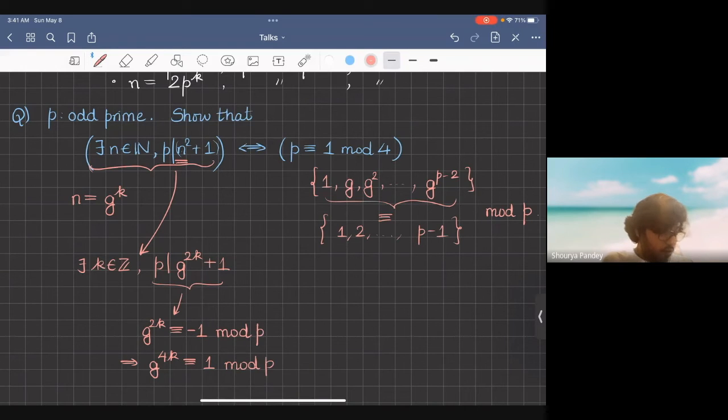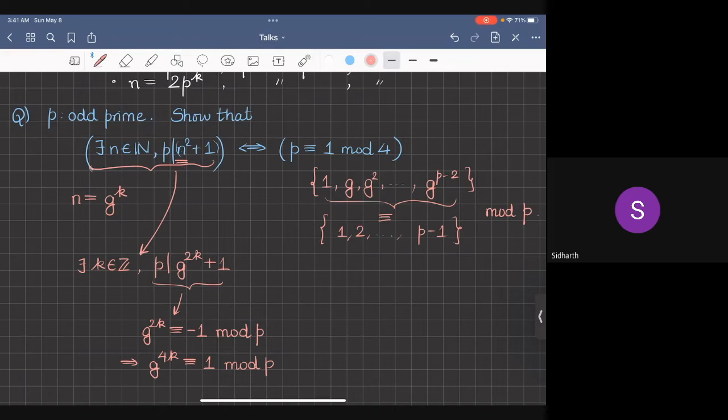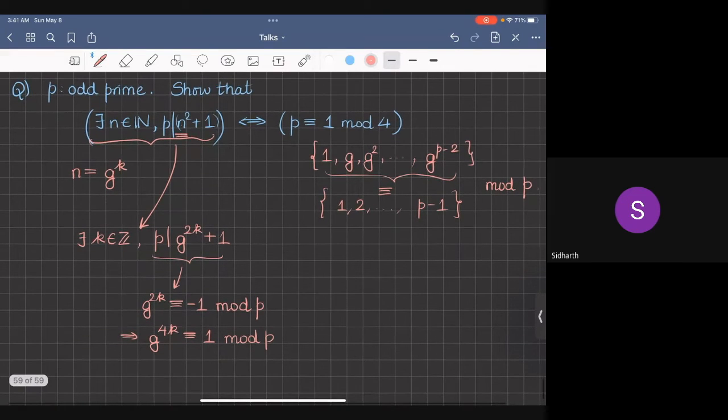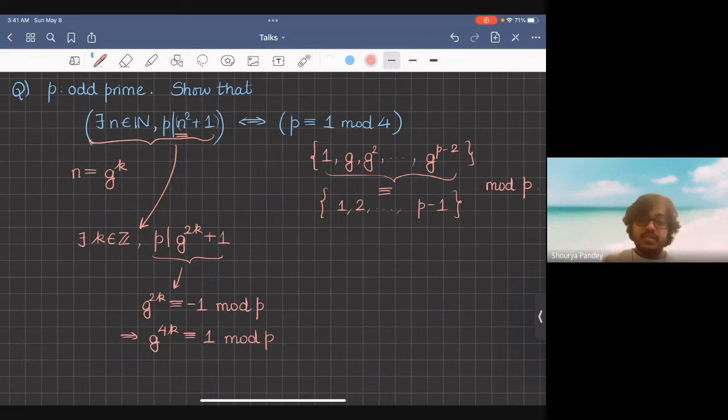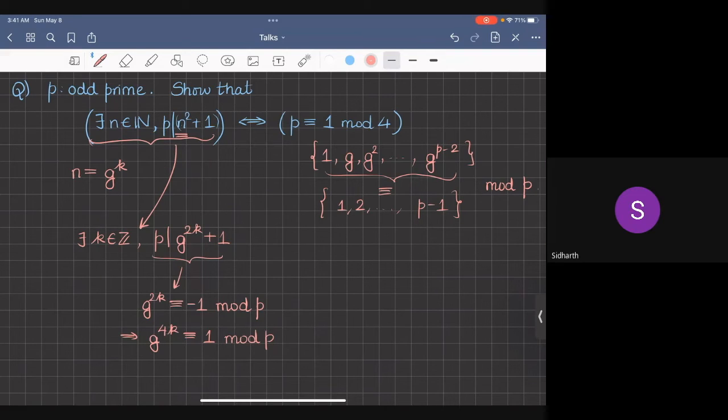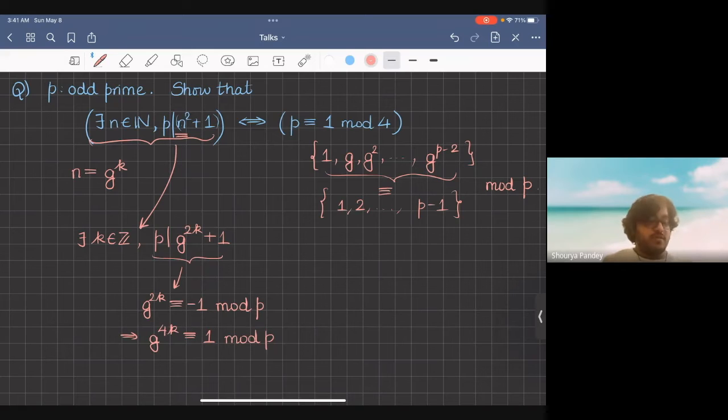So then we have that p minus 1 divides 4k but doesn't divide 2k. And then we're done. Why? Because g is a generator. Yes, good, that's it.